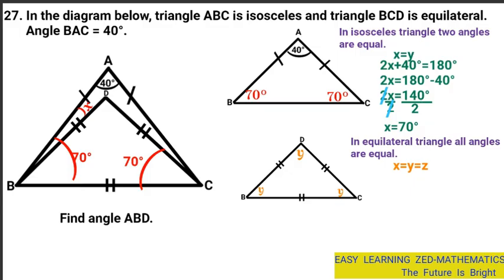So instead of writing x plus y plus z, we're going to use a short way. We're going to say 3y is equal to 180 degrees. In case you're wondering where 180 degrees is coming from, when you add all three angles in any triangle, whether isosceles, equilateral, or scalene, they add up to 180 degrees. The interior angles of a triangle add up to 180 degrees.